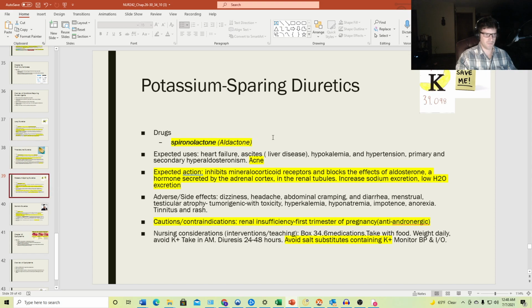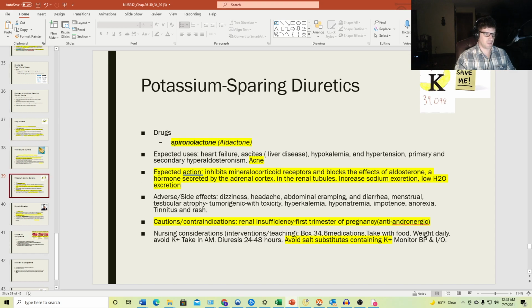Expected use: heart failure or ascites, which is liver disease, hypokalemia, hypertension, primary and secondary hyperaldosteronism, and then acne is just thrown in there for whatever reason. It works on acne, so that might be something we see because it was mentioned, and so that's why it's highlighted. So spironolactone, potassium-sparing diuretic, can be given for acne.